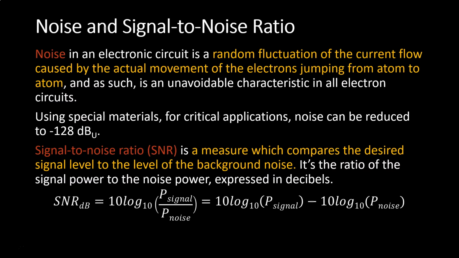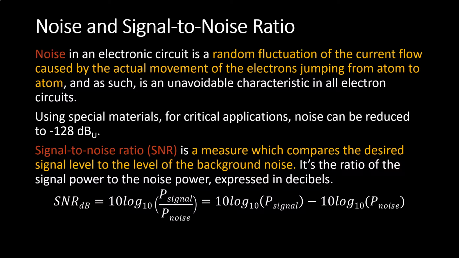The last thing we'll talk about in terms of the generic distortion is noise. When noise is added in an electronic circuit, it is usually kind of like a hissing sound, and it is caused by the random fluctuation of the current flow caused by the actual movement of the electrons jumping from atom to atom. As that's amplified, it becomes audible. It is an unavoidable characteristic in all electronic circuits. Using special materials for critical applications, the noise can be greatly reduced, but it's the hiss that you hear when you turn the amplifier up and there's no input. That is the noise being generated by the circuit itself.